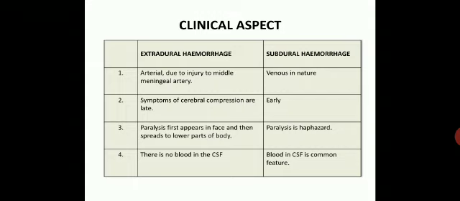Paralysis first appears in the face and then spreads to the lower parts of the body in extradural hemorrhage, whereas in subdural hemorrhage the paralysis is episodic, that is, it does not follow any sequence. There is no blood in the CSF in extradural hemorrhage, whereas blood in the CSF is a common feature in subdural hemorrhage.